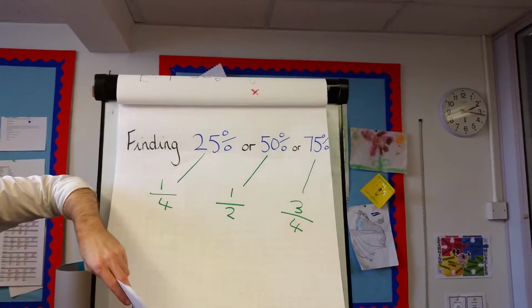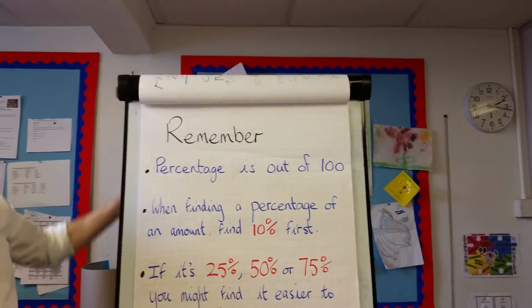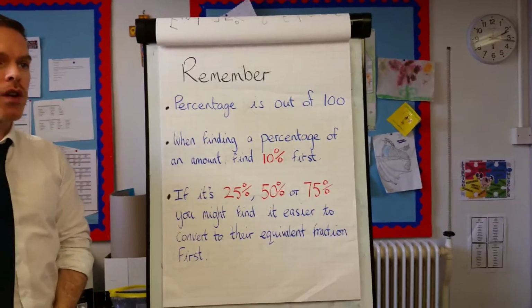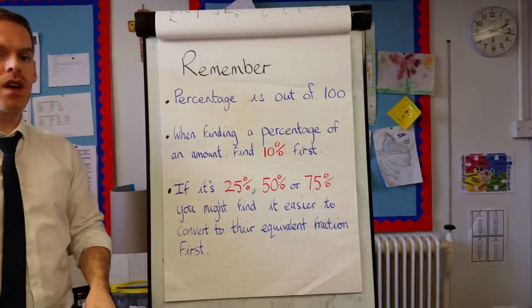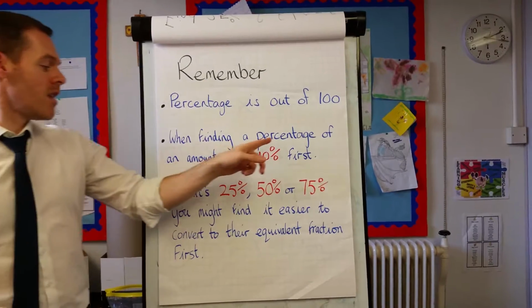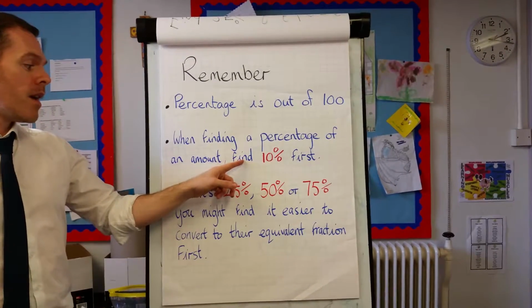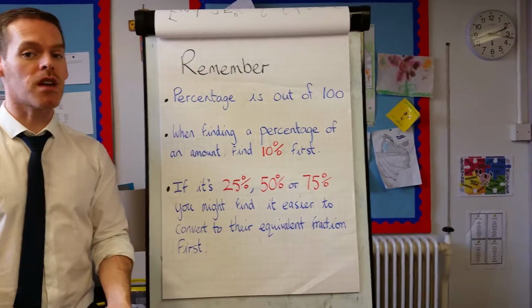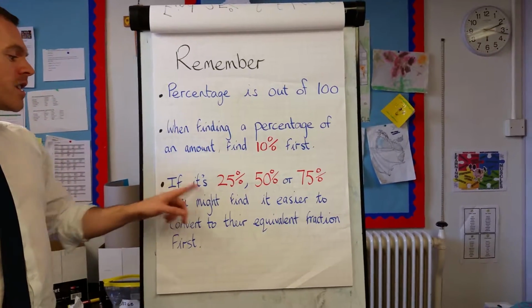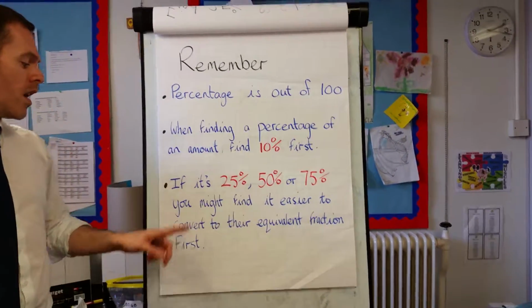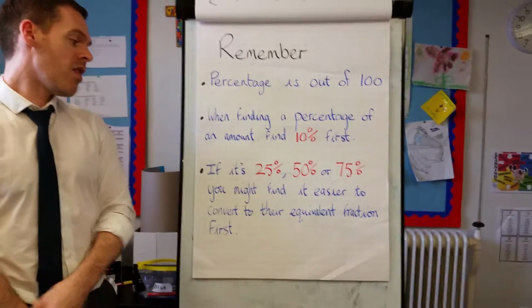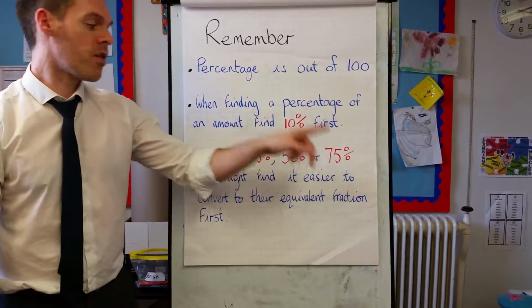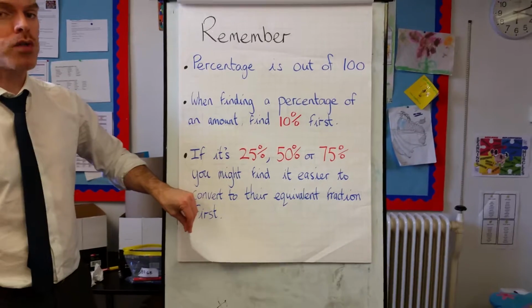Okay, well, that was a lot to take on board, so you may need to re-watch this video a couple of times, but let's just recap. Percentage is out of 100, okay? So when you're converting it to a fraction, your denominator is 100 every time, okay? When finding a percentage of an amount, the best thing to do is to find 10% first, because all you've got to do to find 10% is divide by 10. If it's 25%, 50%, or 75%, you might find it easier to convert these percentages to their equivalent fraction first: 1/4, 1/2, 3/4, and find the fraction of an amount.